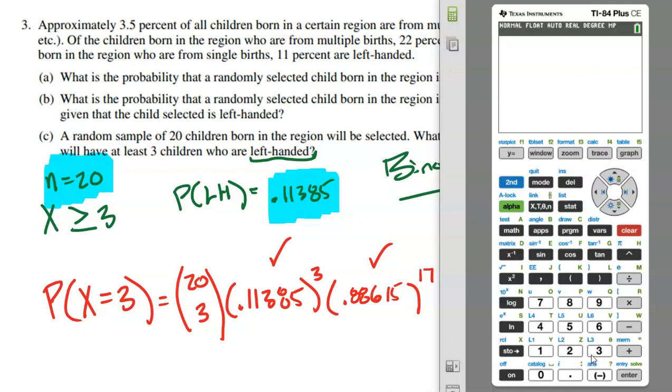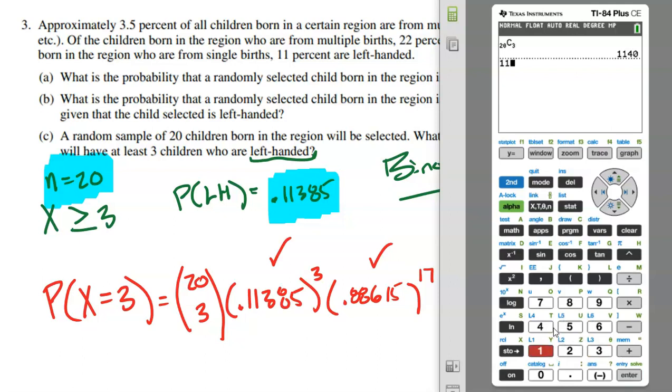So what you're going to do is type in the 20 first. Then you're going to hit math on your calculator, slide over to PRB for probability, and choose nCr. This is going to figure out how many different combinations there are. 20 people, choose 3 of them. And this is 1140. So there's 1,140 different ways you could have 3 left-handed people in a group of 20.